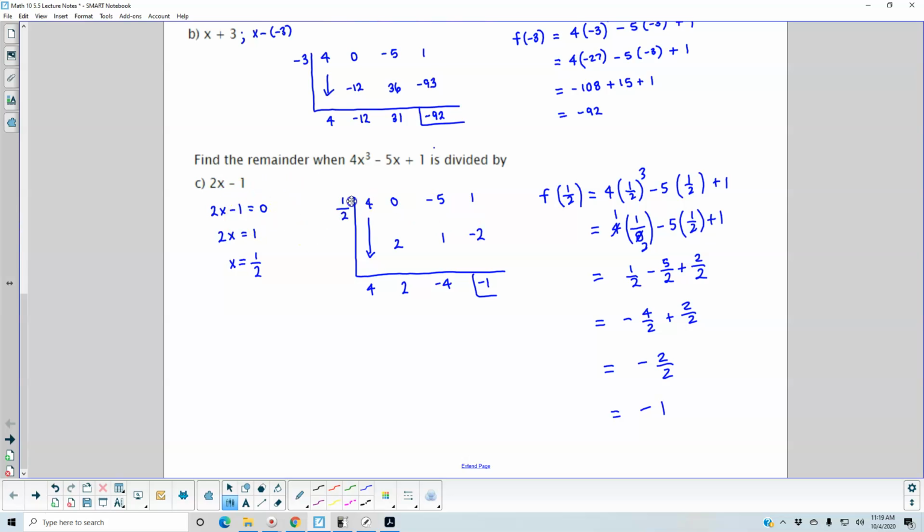So we can see what the remainder theorem tells us. We can either use synthetic division to find the remainder, or we can use it as an input into the function to determine what the remainder is.